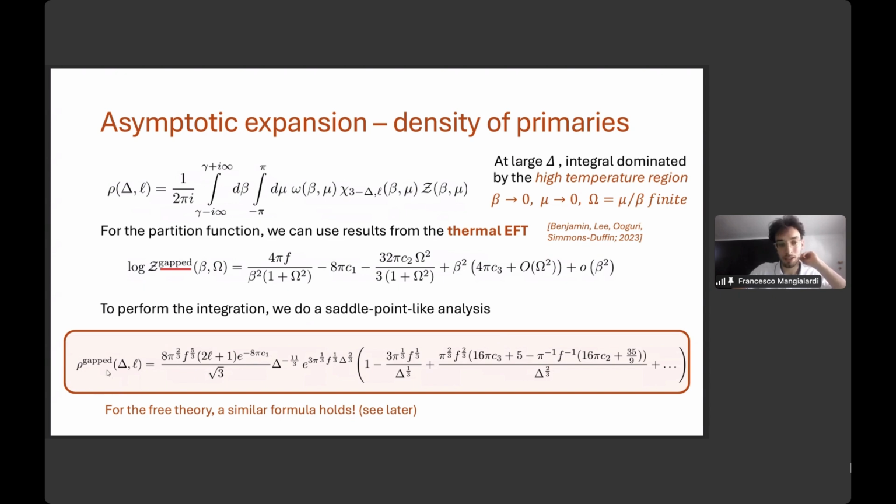This holds for a gapped theory. The free theory actually falls out of this description, because when you compactify it on the sphere it has a gapless sector, so when we check all the formulas in the free theory, they will be slightly different, but the strategy is the same. So then I will show how this formula is adapted in the case of the free theory.